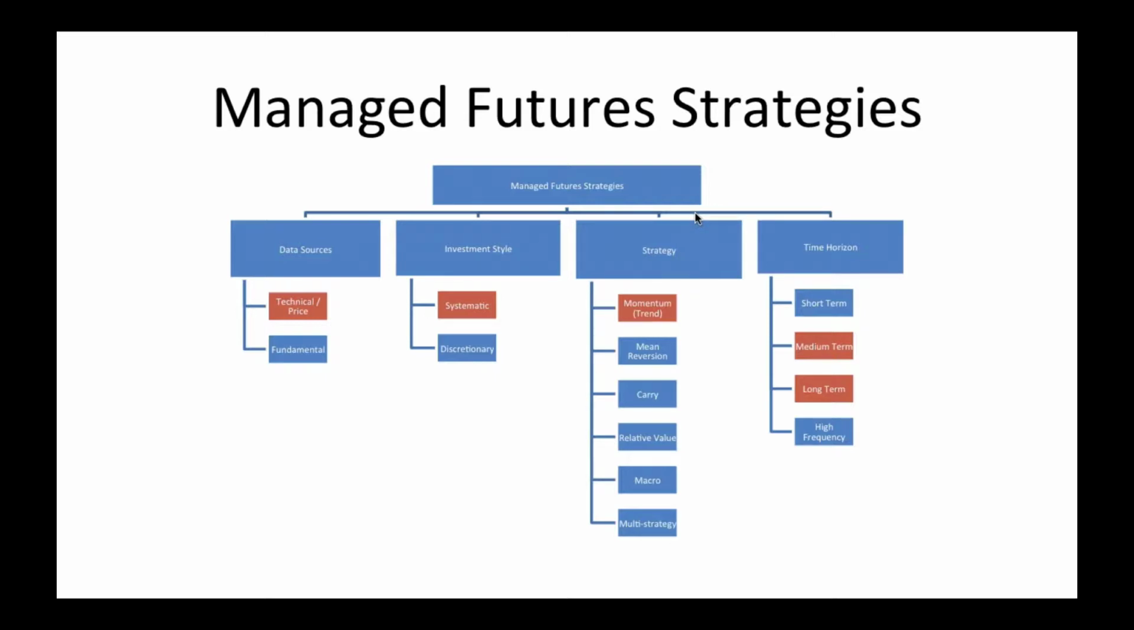Now, one of the key things you'll see in this graph is that I've highlighted the strategy that's the most common, and that is systematic trend following. This is the one we'll probably spend the most time discussing. So that would be technical, systematic, momentum trading on the medium to long-term horizon.